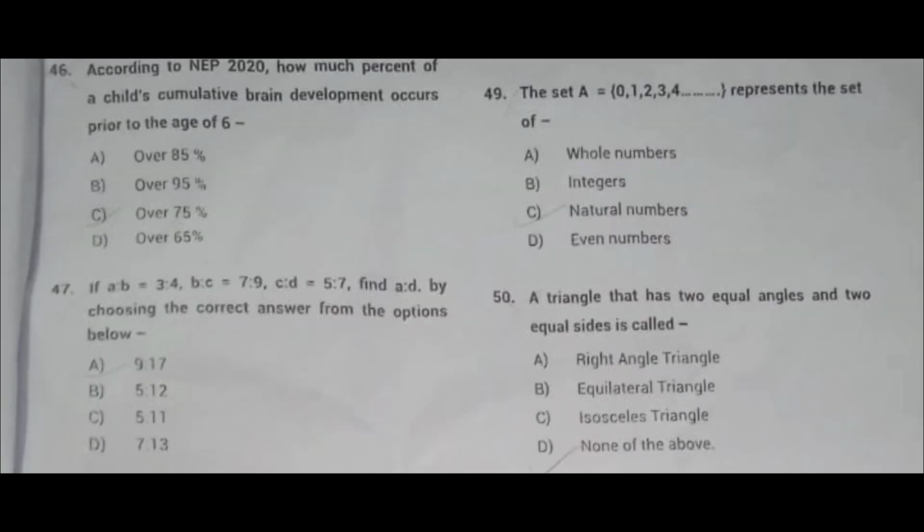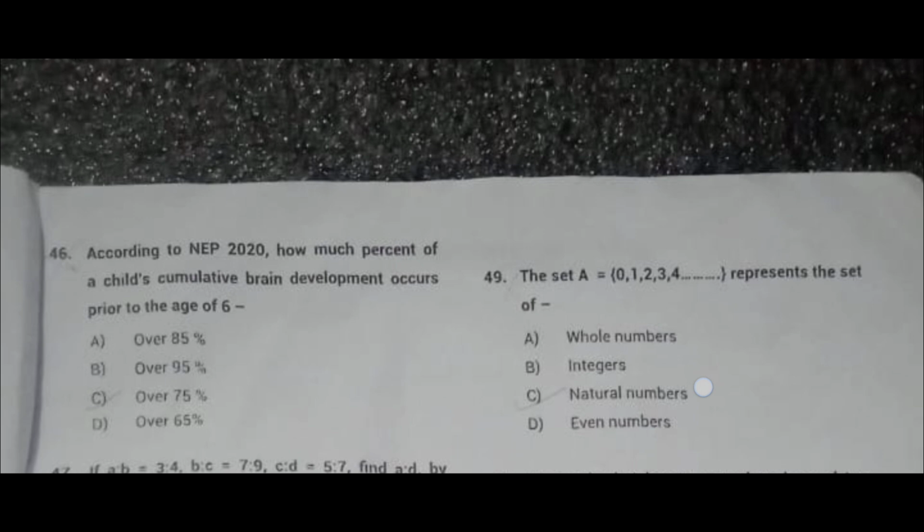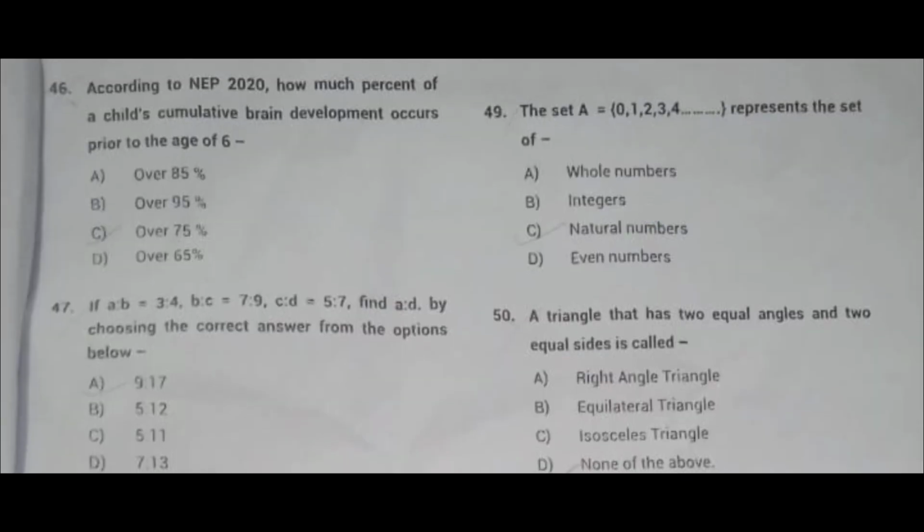How many sides are there in a decagon? See, deca means 10. All right, so option number D. Pentagon, hexagon, octagon, heptagon, right? Now the set A equal to 0, 1, 2, 3, 4 represents the set of whole numbers, integers, natural numbers, or even numbers. 49, the correct answer is option number A, that is whole numbers. Since 0 is there, we call it whole numbers.